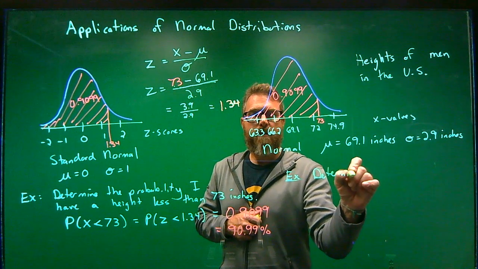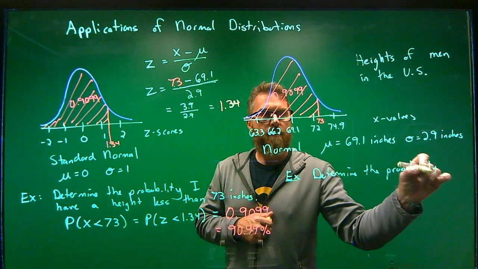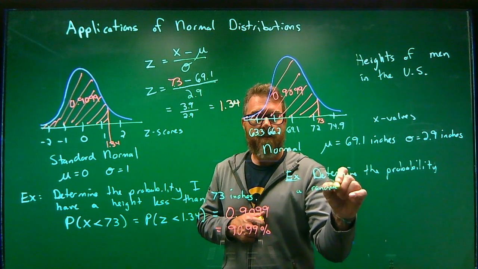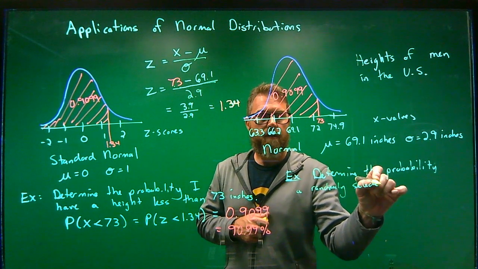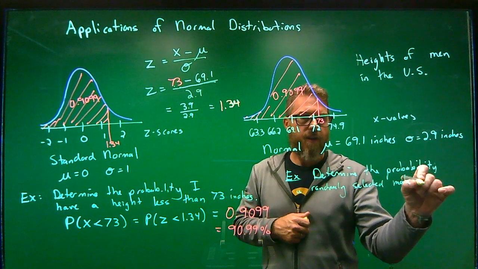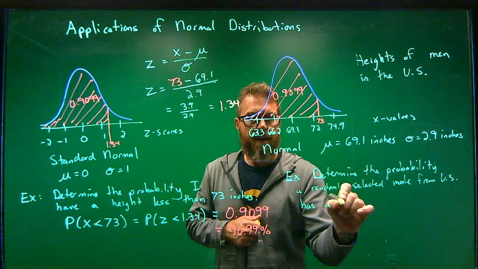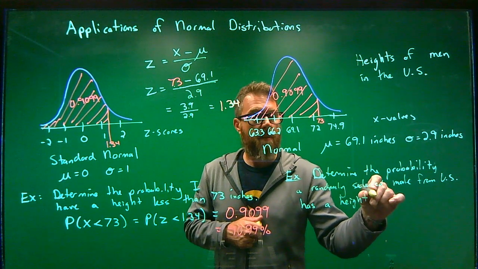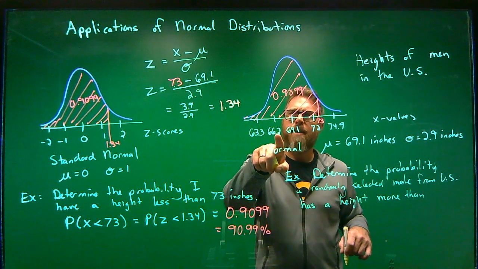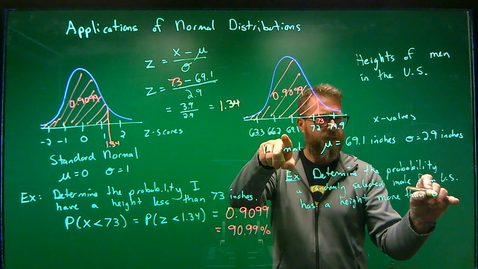Determine the probability a randomly selected male from the US has a height more than, let's go somewhere in between here. Let's say 67 inches, more than 67 inches.